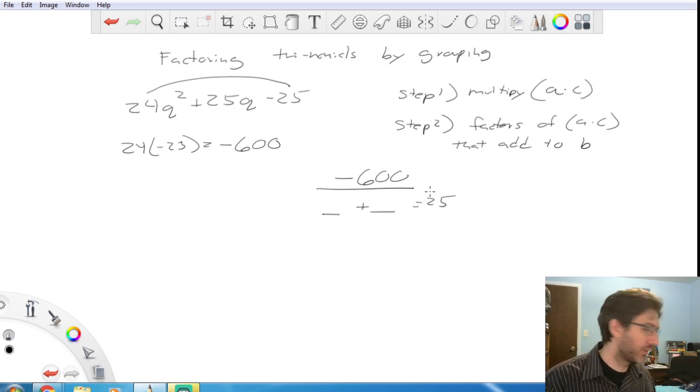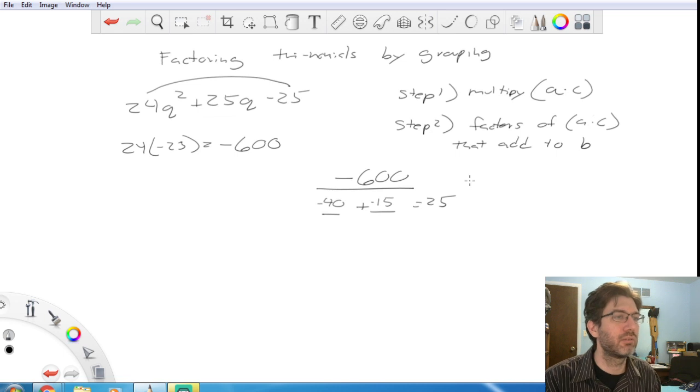Sitting there doing that might be a while for you, but that's just because it's a large number. You can use a calculator to help figure it out. And I want to say it's going to be 40 and 15. So 40 and 15. Due to the fact that this is negative and this is positive, this is technically a negative 40 and a negative 15, I believe.